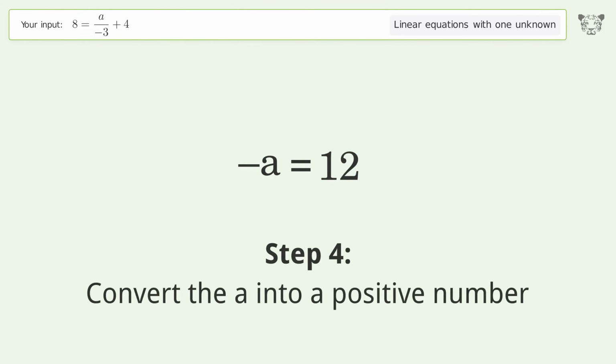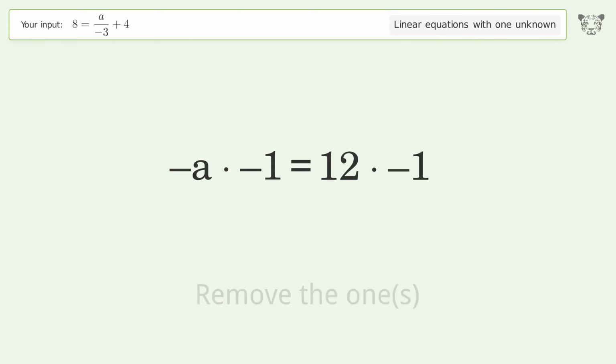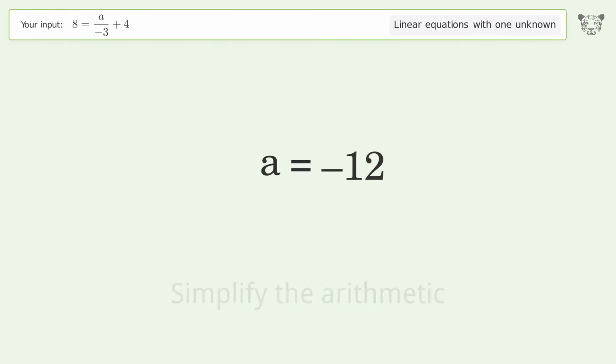Convert the a into a positive number. Multiply both sides by -1. Remove the ones. Simplify the arithmetic. And so the final result is a equals -12.